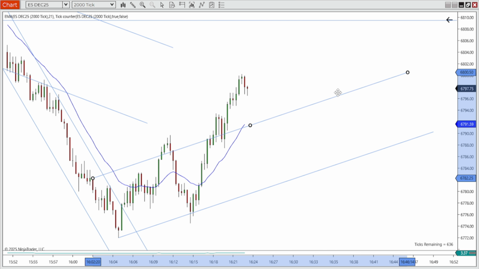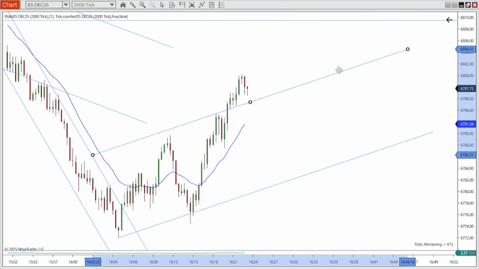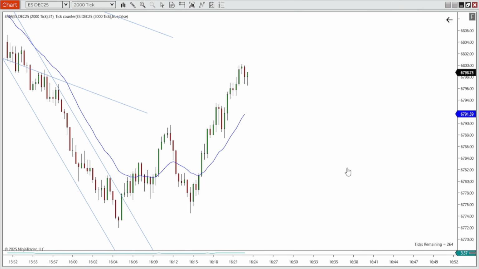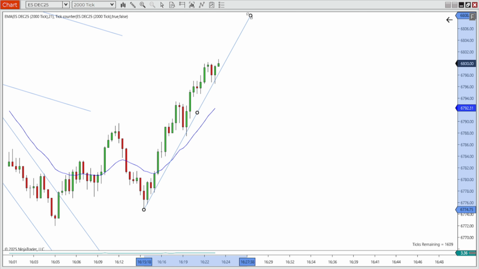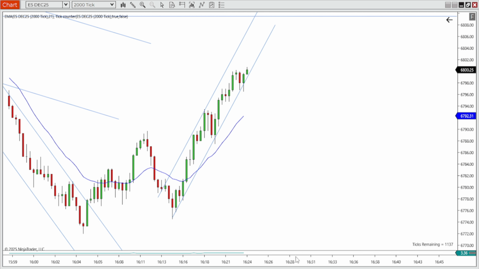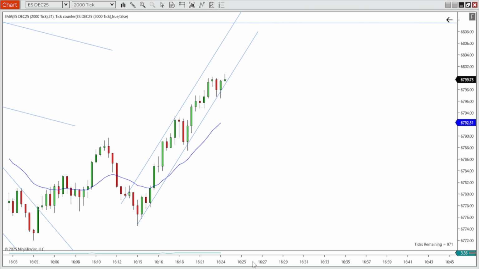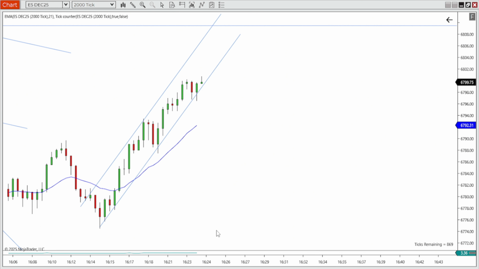It feels a bit too broad, and like this just doesn't look good at all. So I think I'm gonna draw something like this. It fits better, and yeah, I'm gonna be following this channel now, and I'm gonna be taking second entry longs at the key entry point.